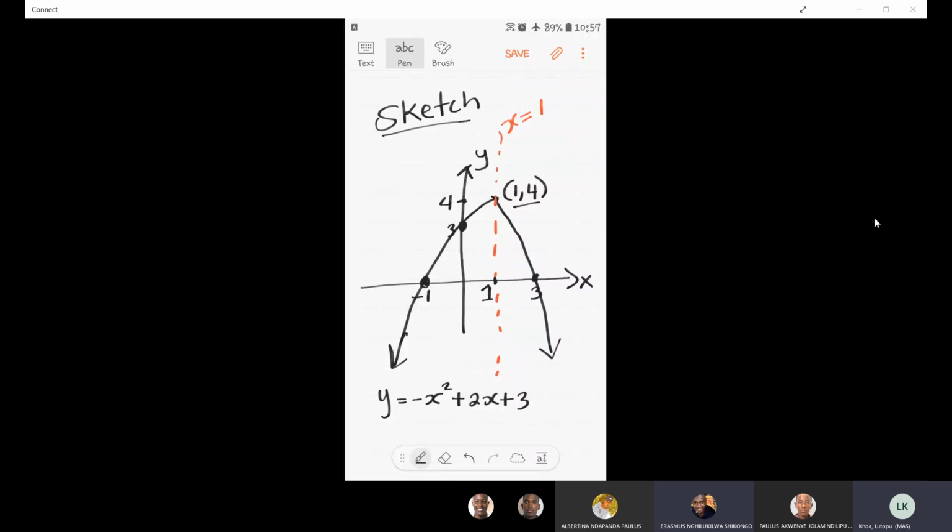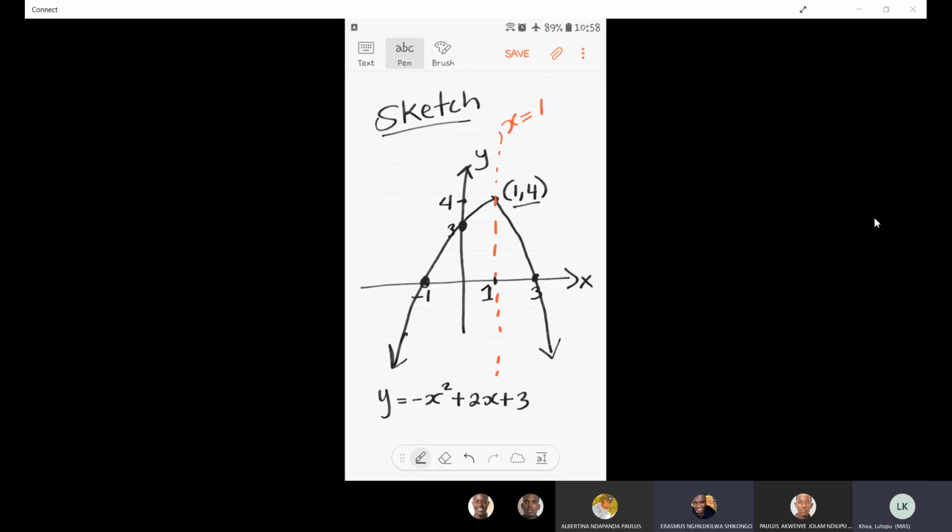Miss, is it obvious that the value of the axis of symmetry is always the same as the value of x at the turning point? Yes.